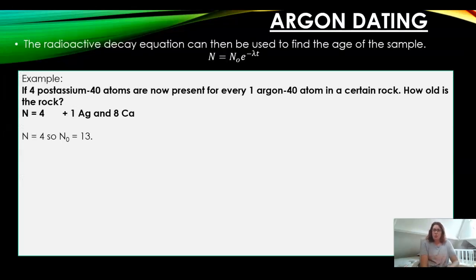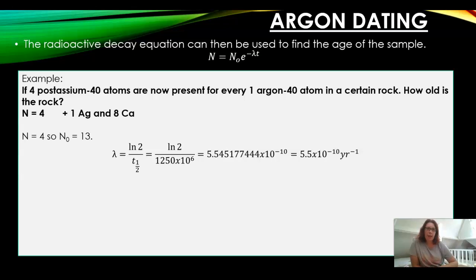So our original number of nuclei would be 13, because we would have had 1 create this and 8 create this, and then you've still got 4 left over. So 1 went to create argon, 8 went to create calcium, and 4 haven't done anything yet. So our undecayed nuclei is 4, but our original number of nuclei is 13. Okay, this is all by ratio.